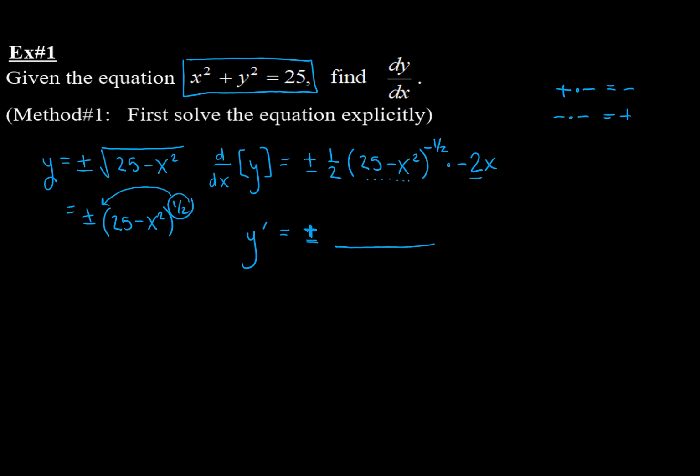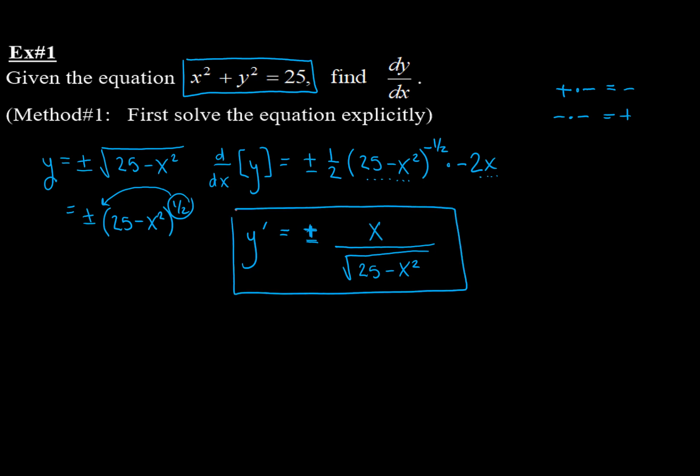Next, I'm going to multiply the 2 and the 1/2, and those cancel. And then this 25 minus x squared to the negative 1/2 is in the denominator, and I'm going to rewrite it as a square root. And then this x is the only thing I've got left, and that has a positive power. So that's going to be my equation for my derivative.